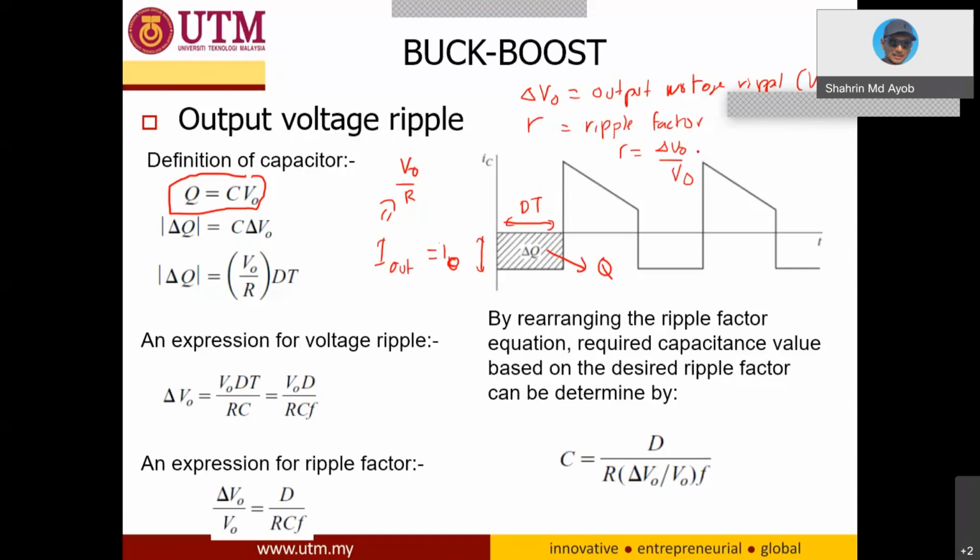The ripple factor usually will be given in percentage, for example 0.05%. The ripple voltage might be given as 1 volt. 1 volt means that the voltage here, for example, is 20 volts, and you have a ripple voltage of 1 volt, meaning that the min and max differ by 1 volt.